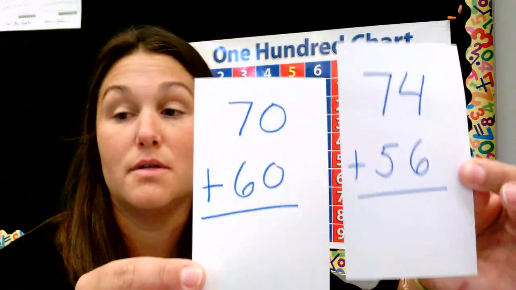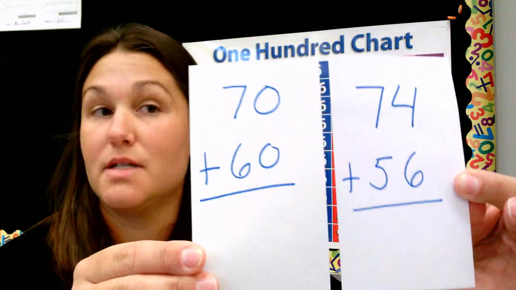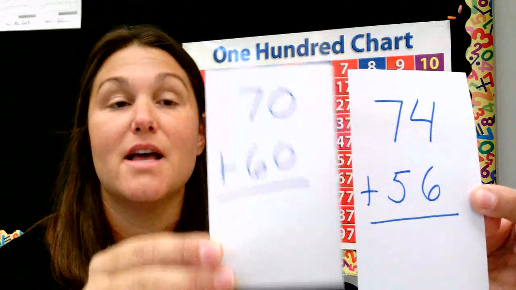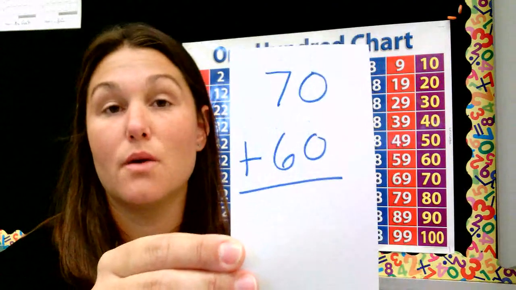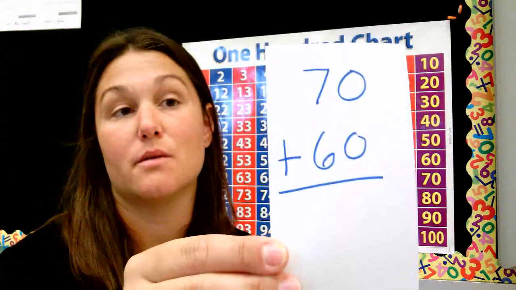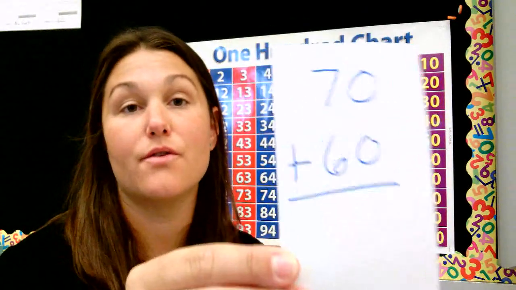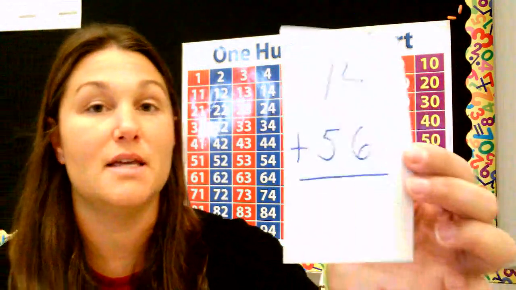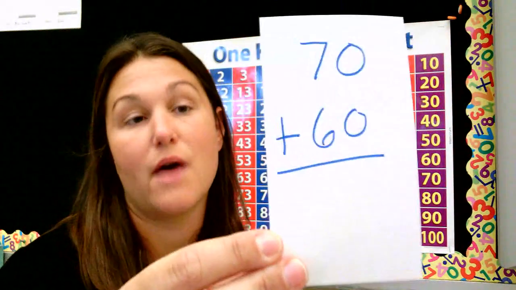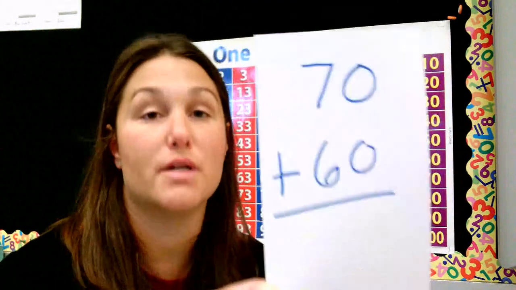Say, for example, I was adding the number 74 plus 56. If I wanted to make sure my answer was reasonable, I could round those two numbers to a 70 and a 60, because those would be the nearest tens. These numbers would be more convenient to work with, and when I add those together, I can make sure that my answer is reasonable. This would give me 130, and then when I go and add these, I can make sure that this answer would be about 130. So that way I would know my answer is reasonable.